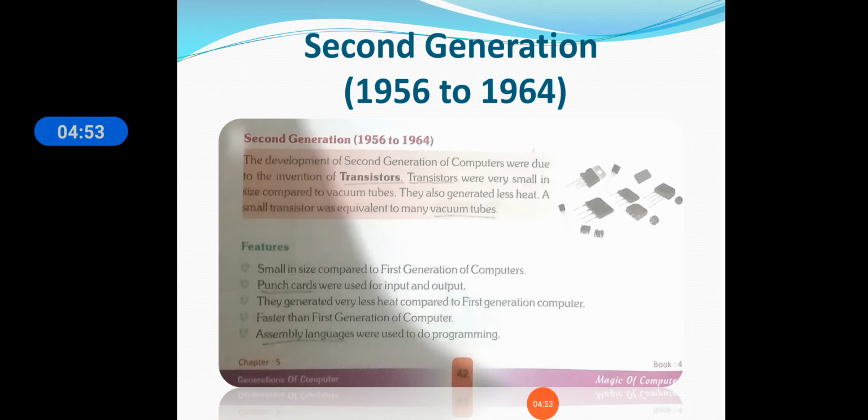Third, they generated very less heat compared to first generation computers. So heat was there, but very small heat was there. Okay, so you can manage that, because it was small. It was also faster than first generation computers.